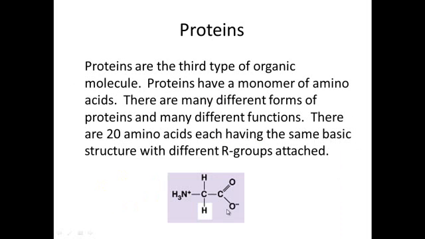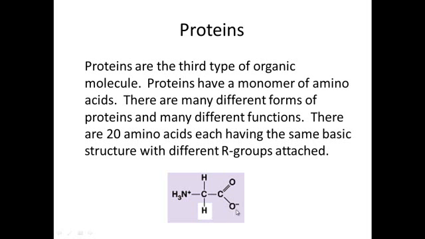The next major molecule are called proteins. They do have a monomer. The monomer of a protein is an amino acid. There are 20 different amino acids in your body. I think of them kind of like letters in the alphabet, and I'll tell you why here in a minute.